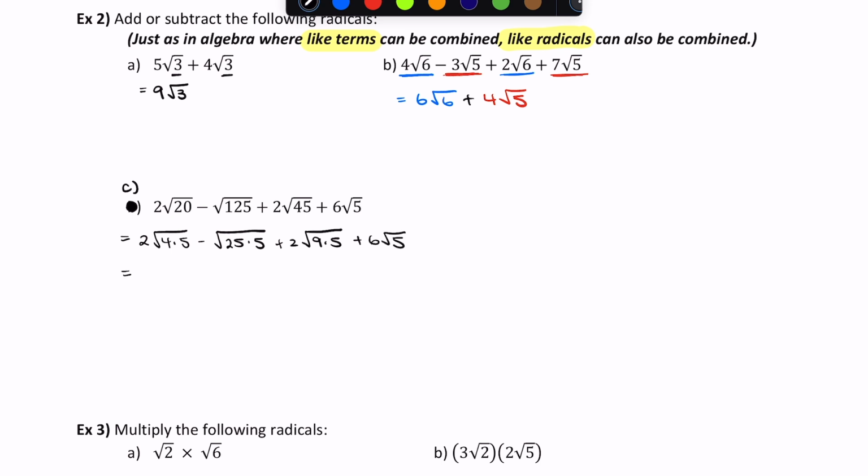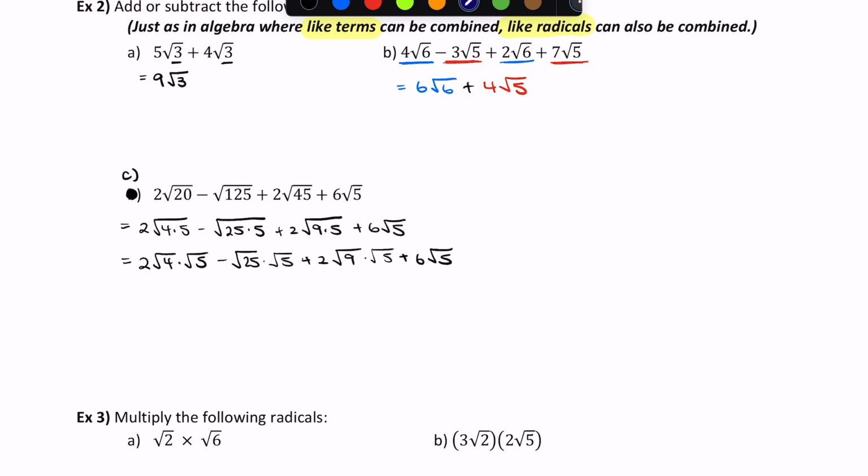So here we see that 2 square root 4 times square root 5 minus square root 25 times square root 5 plus 2 square root 9 times square root 5 plus 6 square root 5. So let's simplify some of these. Here we know that square root 4 is equal to 2. So 2 times 2 will give us 4. Square root 5 stays the same.